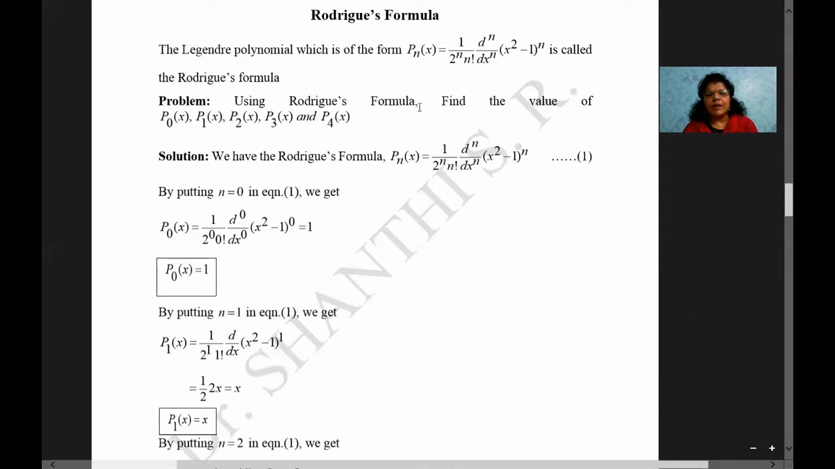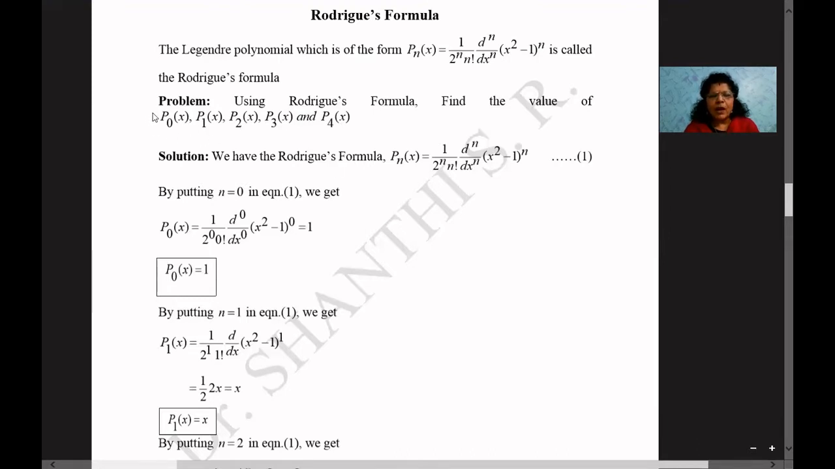Using the Rodrigues formula, find the value of P0 of x, P1 of x, P2 of x, P3 of x and P4 of x. How to find these values? First, let me write the Rodrigues formula. Pn of x is 1 by 2 power n, n factorial, d power n by dx power n of (x square minus 1) the whole power n. I'm keeping this as equation number 1.